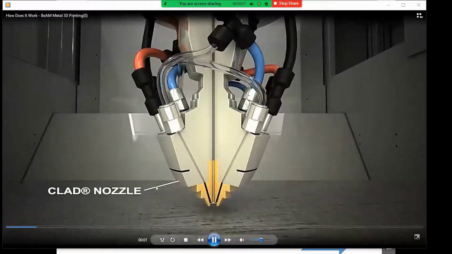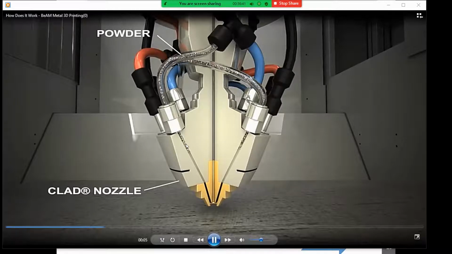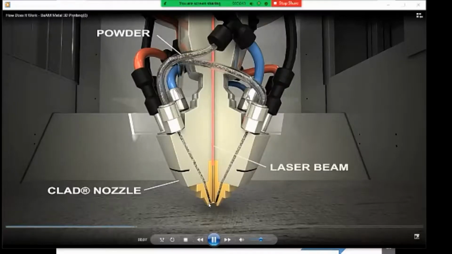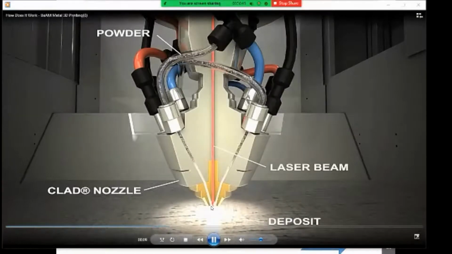As I was mentioning, this is the coaxial nozzle with laser beam and powder being fed through this. Once this is fed, the powder melts and gets deposited onto the substrate. So you can see this. This is the table movement which takes care of the deposition, and the print head is always perpendicular to the ground axis. So this process is repeated until the whole part is produced.